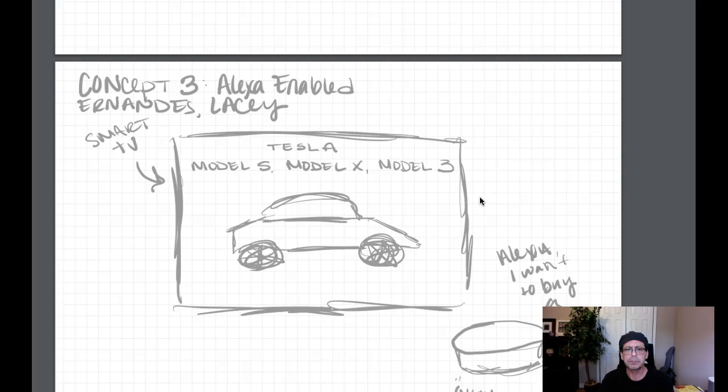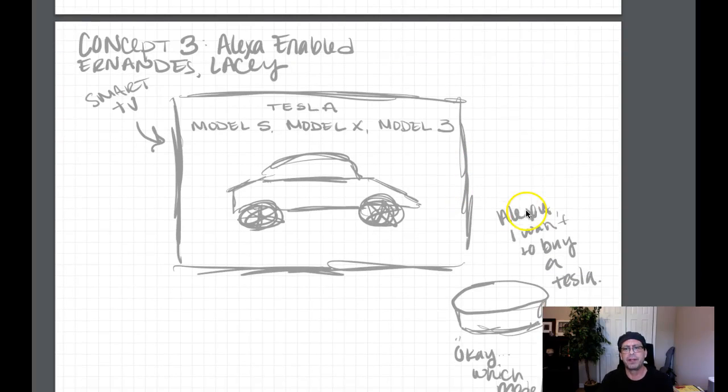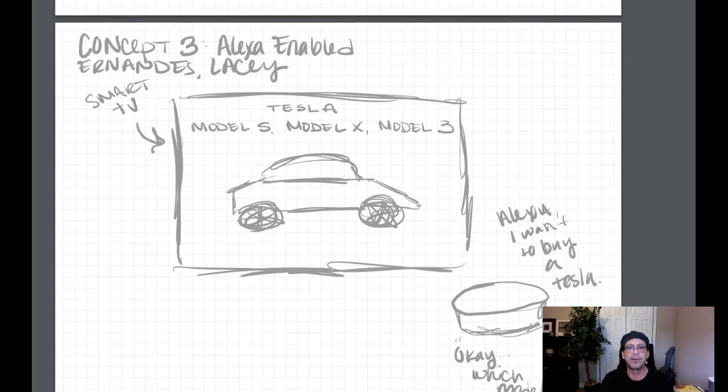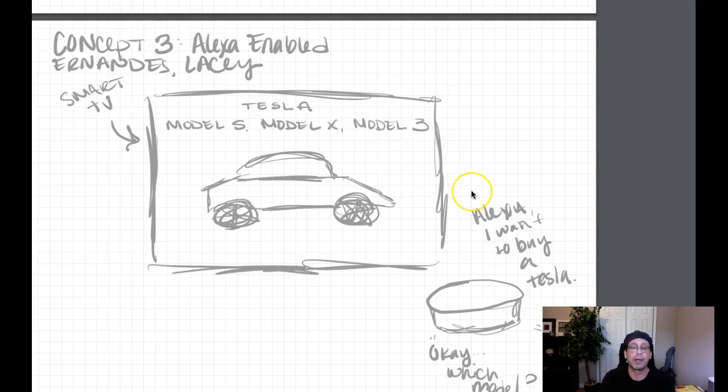Okay, and the third one is, this technology already exists, right? Now, I think it's a great idea to have a voice-activated vehicle configurator, right? But Alexa, Alexa, I want to buy a Tesla. You can do that right now. I mean, anybody who has Alexa and a smart TV can say, hey, Alexa, I want to buy a Tesla, and they'll take you to the Westland's website, right?